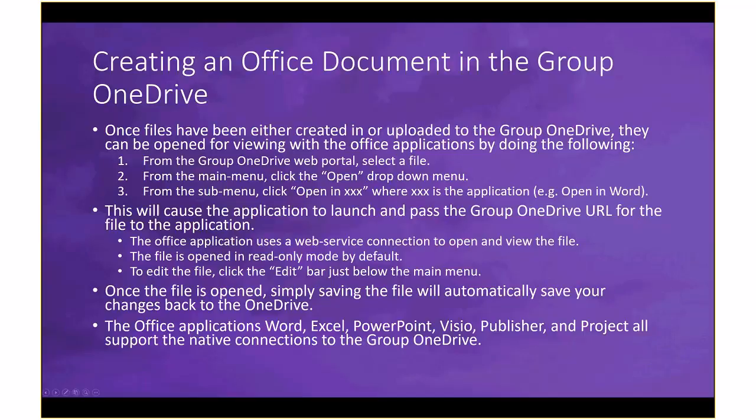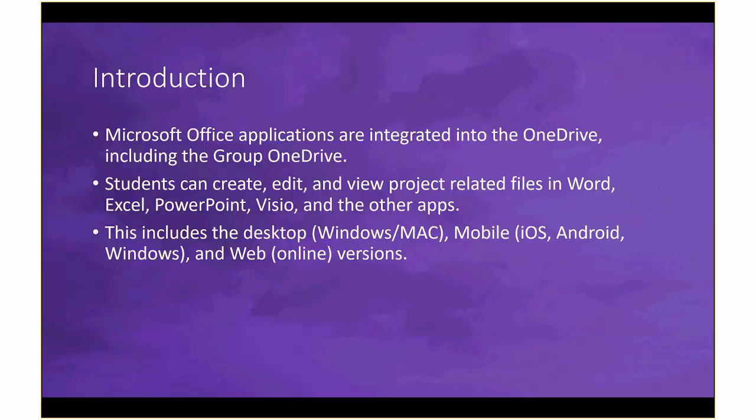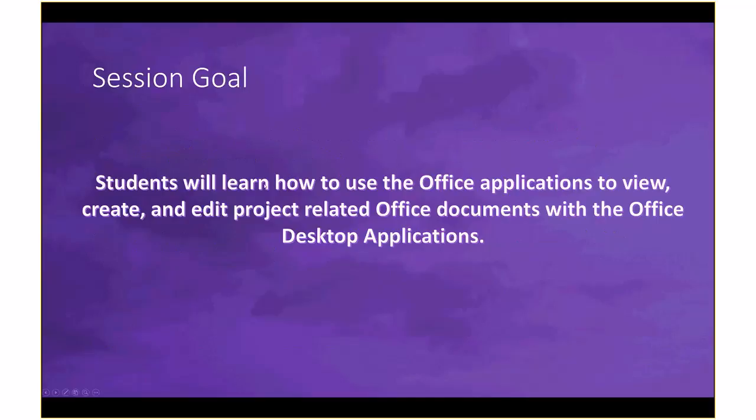So hopefully, in this session, you were able to learn how to use the Office desktop applications themselves to create and edit project-related Office documents, save them into OneDrive, and use them concurrently. So this was session 9, and it's part 3 of OneDrive. Next session will be section 10, and there'll be a part 4 of OneDrive.